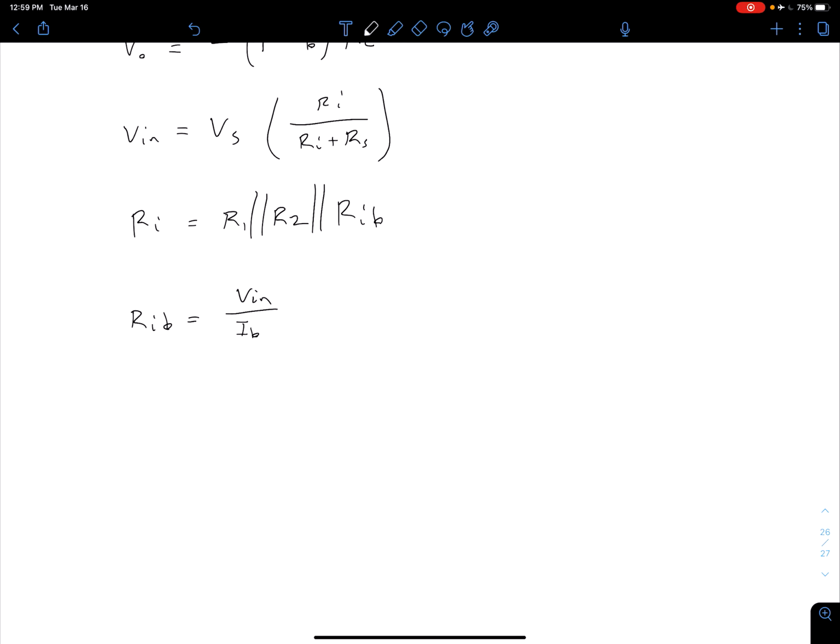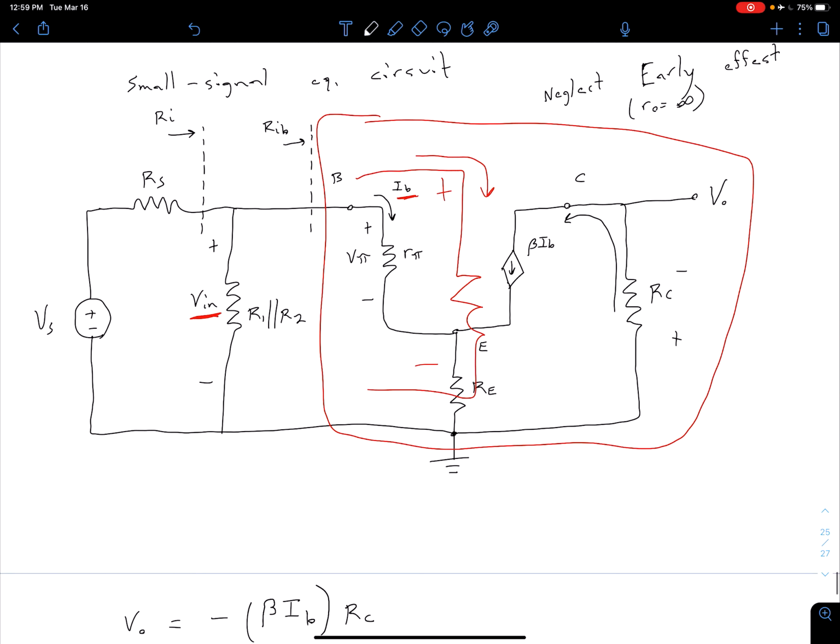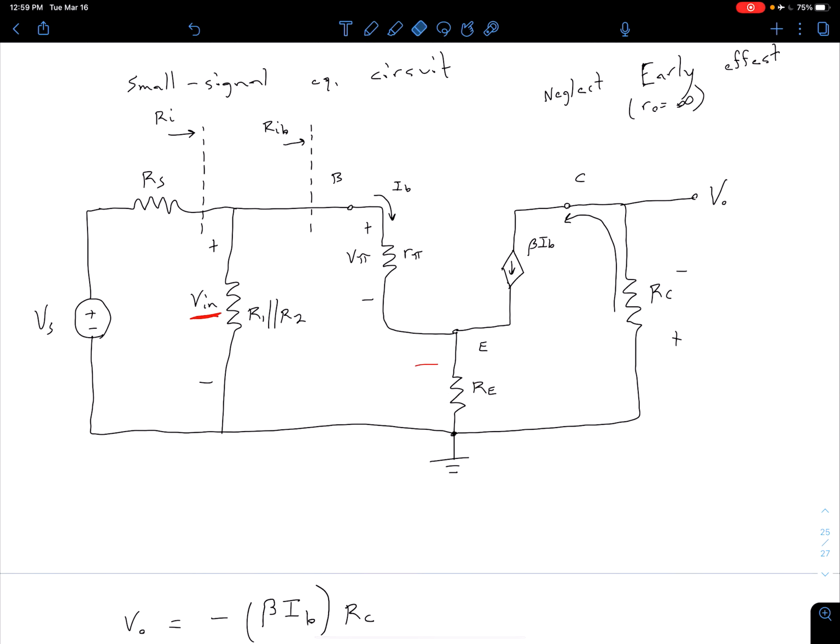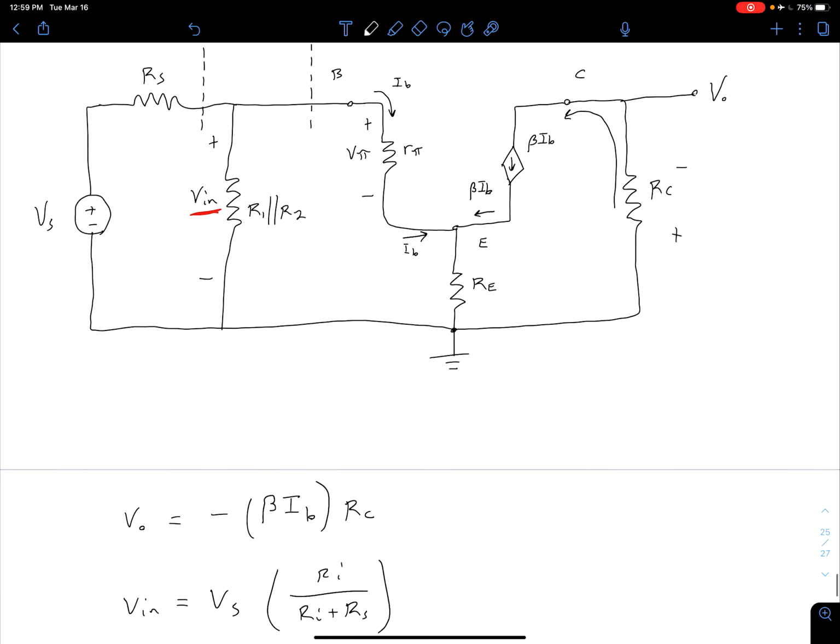Okay, so now what we can do is use KVL. Let me clean some of this up. We can use KVL to find this VN value, so we can do a KVL around this loop here. We see we're going to be dealing with three voltages: our VN, our V pi, and the voltage across this emitter resistor. For our emitter resistor, to find the total current, we know we have IB coming in here, and we have beta IB coming in here. So from KCL, we're just going to have beta IB plus IB through our emitter resistor.